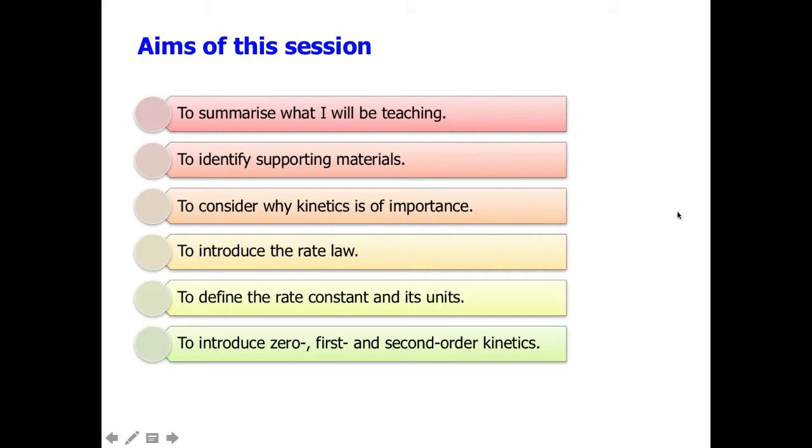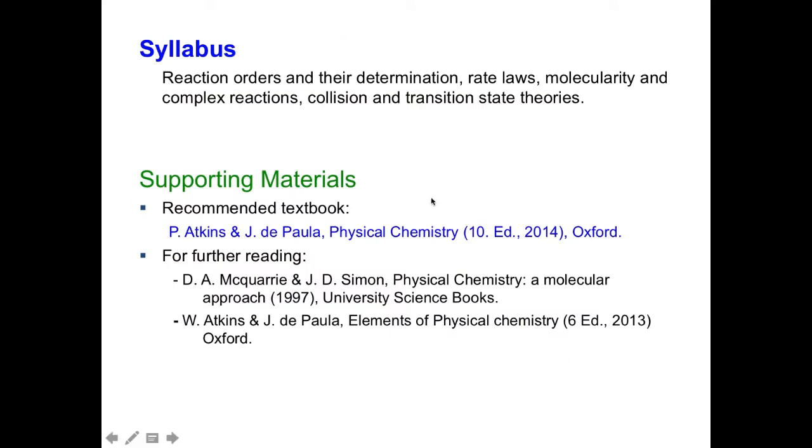In this section, I will summarize what I'll be teaching. I will identify supporting materials. Let's consider why kinetics is of importance. I will introduce the rate law, define the rate constant and its units, and I will introduce zero, first, and second order kinetics. The 7 lectures I will be showing here will include reaction orders and their determination, rate laws, molecularity and complex reactions, collision and transition state theories.